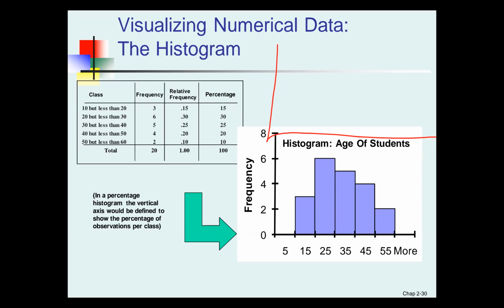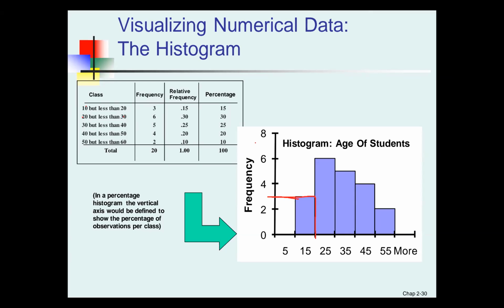So you also have the frequency. The frequency is 3 there. The scores that fall between 10 and 20 were just 3. There were 6 scores between 20 and 30, and 5 scores between 30 and 40. When you're plotting, you plot the frequency against the class. So you have the class from 10 but less than 20, where the frequency is 3. So you mark it here.